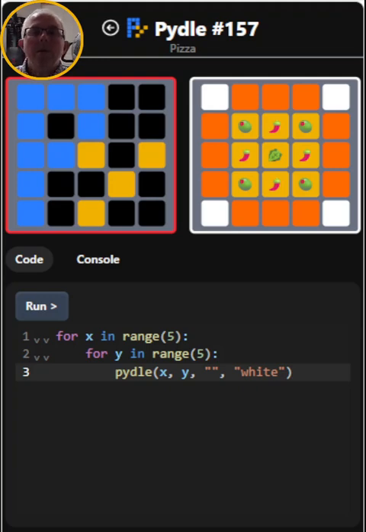Welcome to Pydle Day 157. Pydle is a daily puzzle you need to solve by writing Python code.